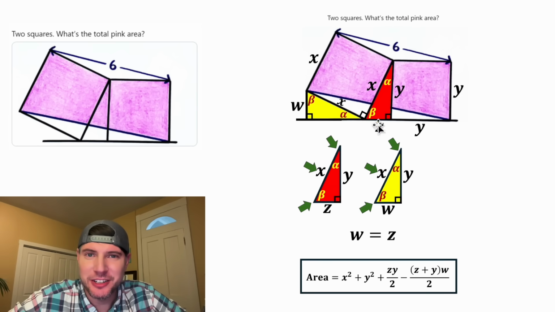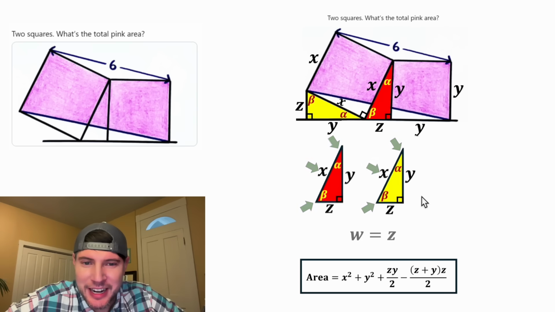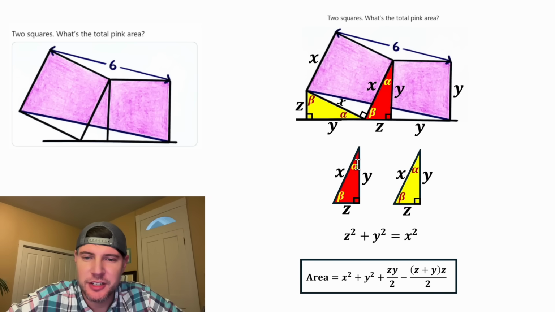And now we can update our diagram. This side of the yellow triangle is equal to y, and this w can change into z. And then we can also change this w into z, and we can update the area equation. We can change this w into z. And now we're done with the w. Now from here, let's take this right triangle and do the Pythagorean theorem. We'll have z squared plus y squared is equal to x squared. I'm not sure what to do with this yet. Let's put a box around it. And let's do something else.